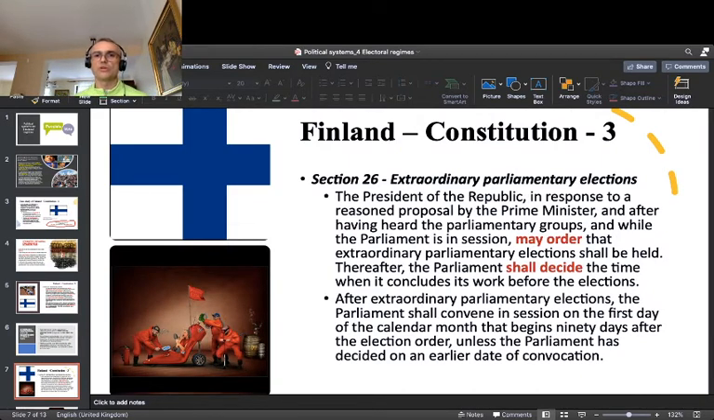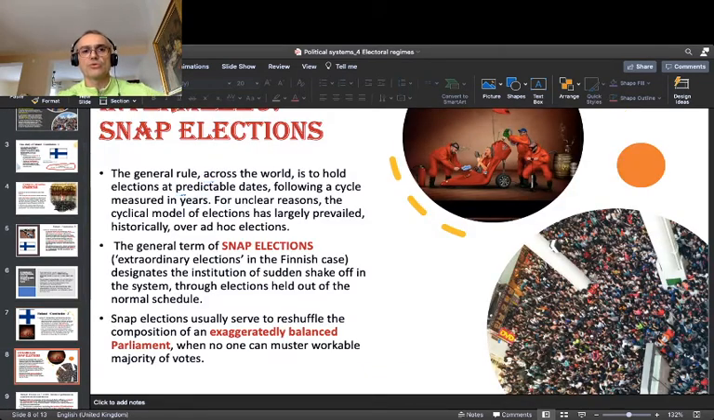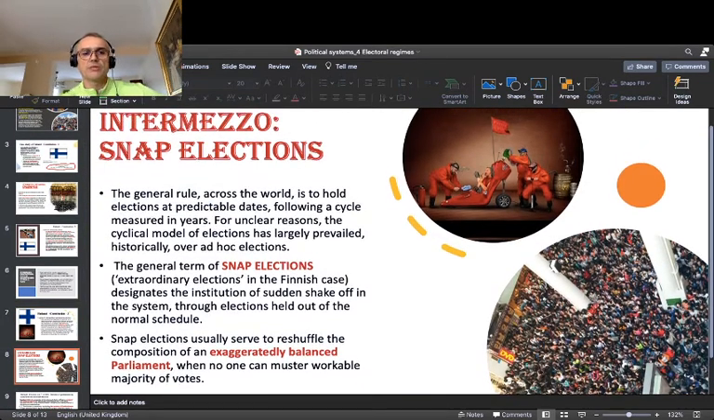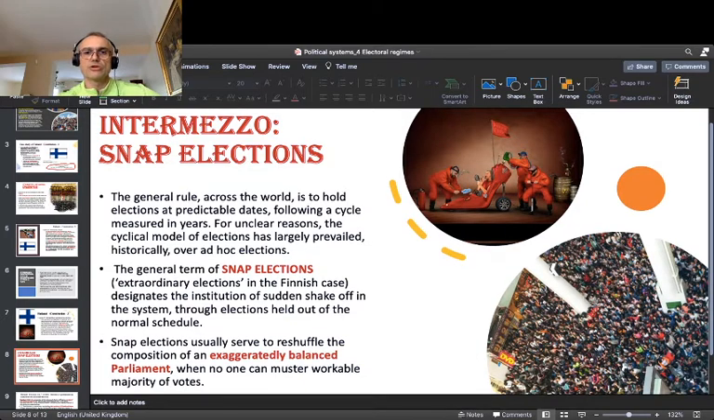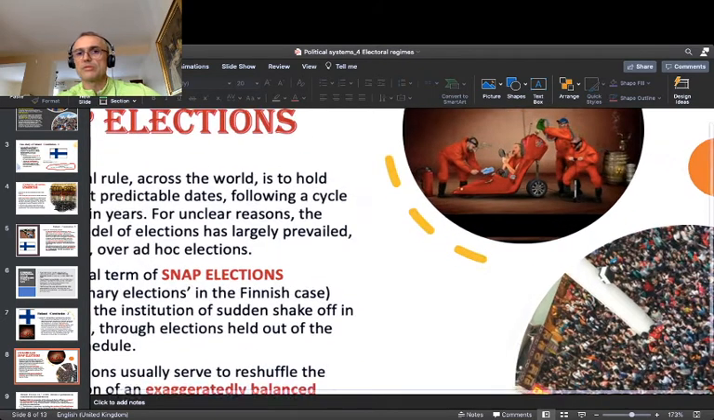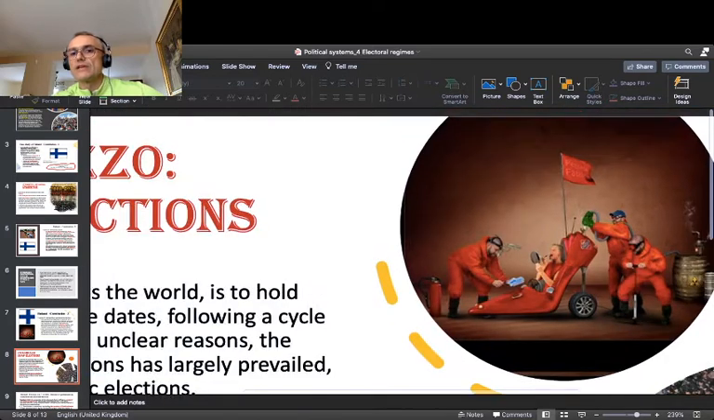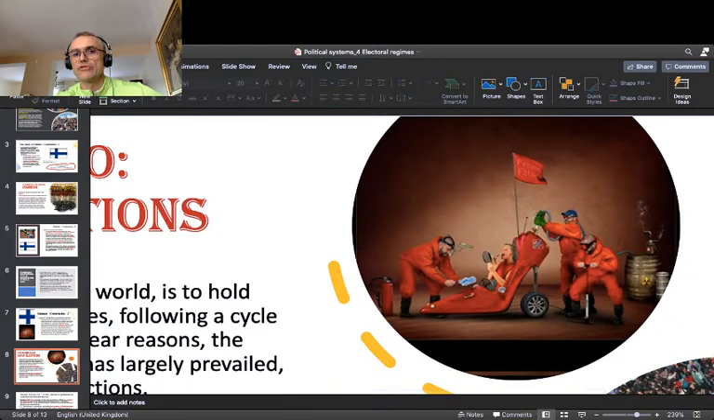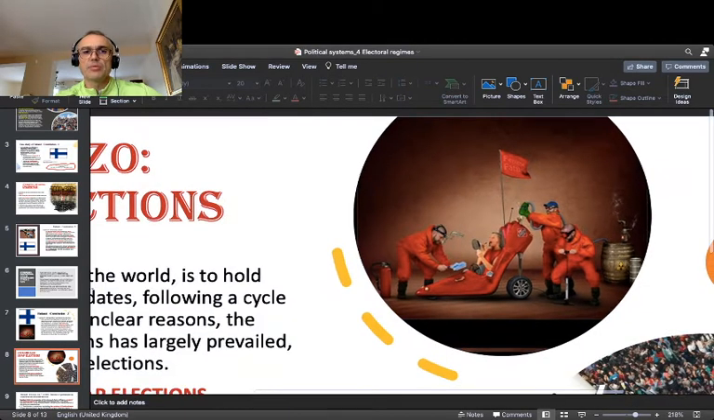A short call by what we call snap elections or extraordinary parliamentary elections. In this case, I will first go to the commentary, which I name intermezzo, and then I will go back to the Constitution of Finland. Here you have that picture of a stylized pit stop in a car race, where you have those people who work on putting wheels back on someone who is racing. Why did I put it here?